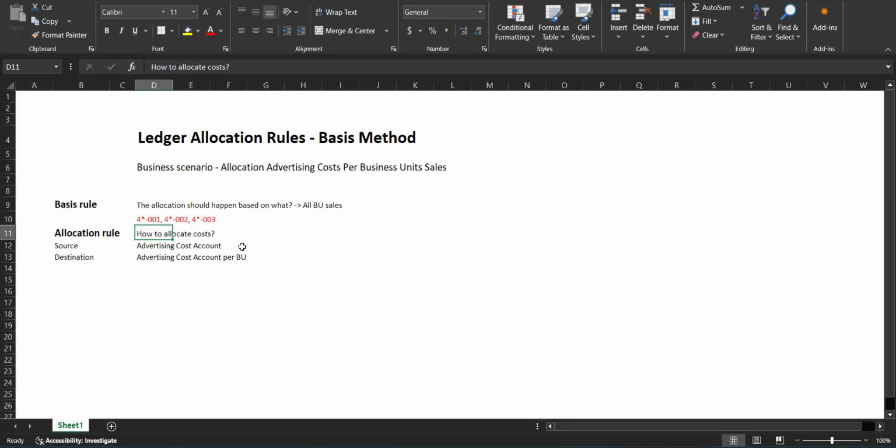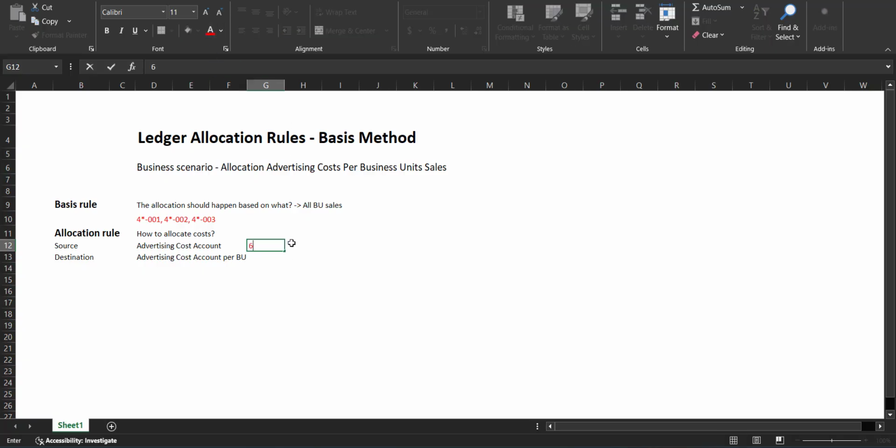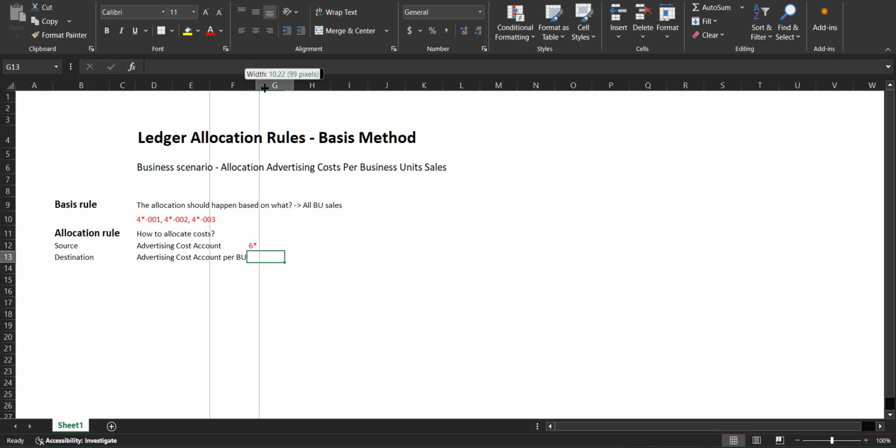Now, for allocation rule, what is the source? So we talked about this is the lump sum of your total advertising cost. So here you can do 6 accounts, and that's it. You don't need any financial dimensions here because that's your source transaction. All the amounts under this advertising cost account, we should allocate out.